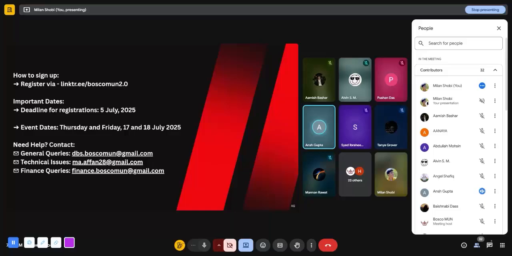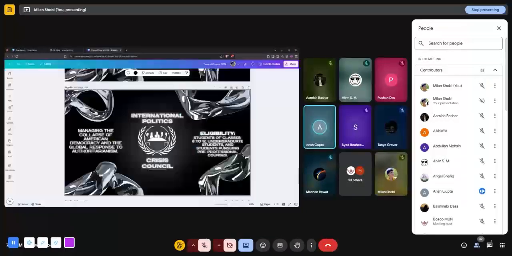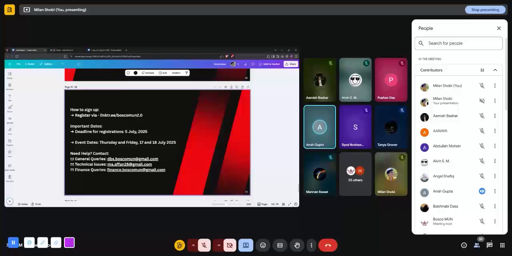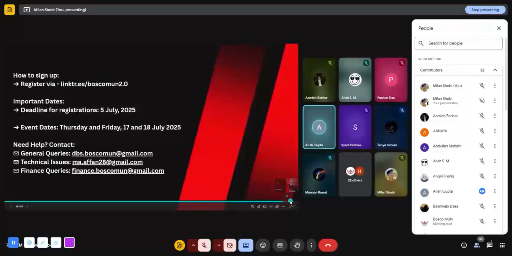As far as the individual delegation form is concerned, it is for those who would like to register directly and not through a school. Anyone can register through the individual delegation form.